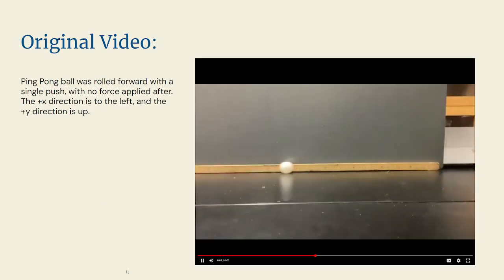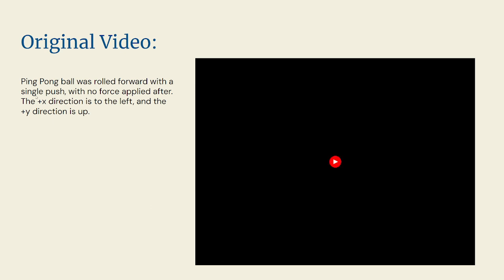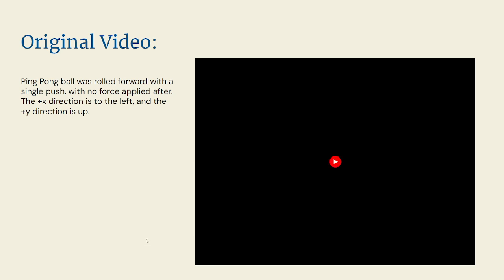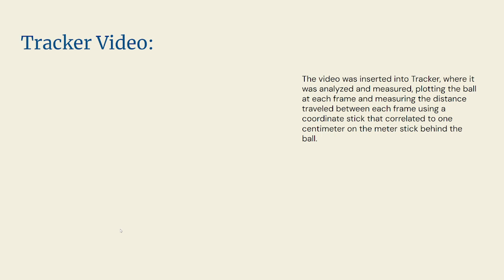This is the original video that will later be put into Tracker. The ping pong ball was rolled forward with a single push with no force applied after, and the positive x direction is to the left and the positive y direction is up.